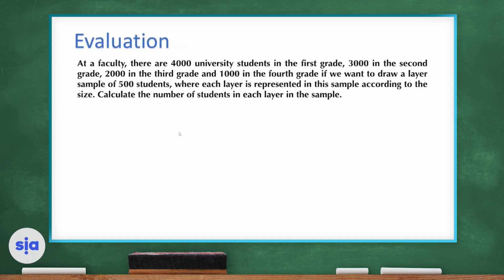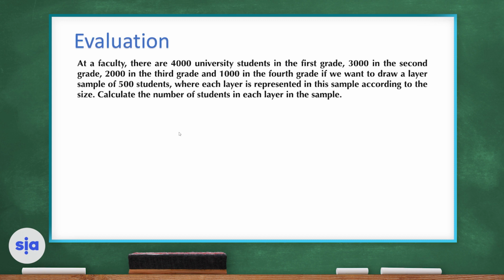Let's go to see an example. At a faculty, there are 4,000 university students in the first grade, 3,000 in the second grade, 2,000 in the third grade, and 1,000 in the fourth grade. If we want to draw a layer sample of 500 students, where each layer is represented in this sample according to the size, calculate the number of students in each layer in the sample.